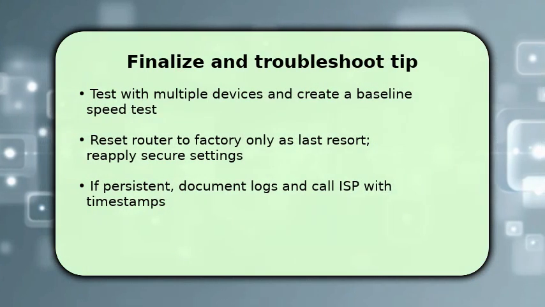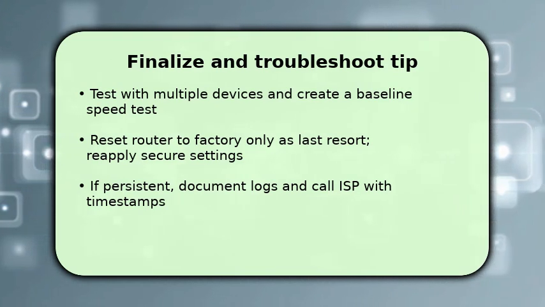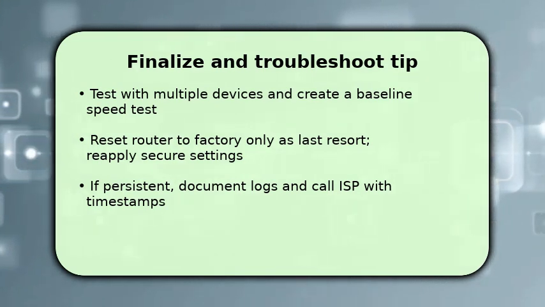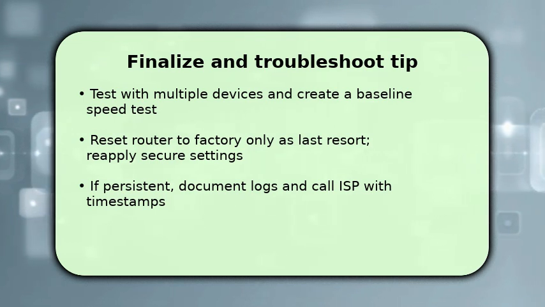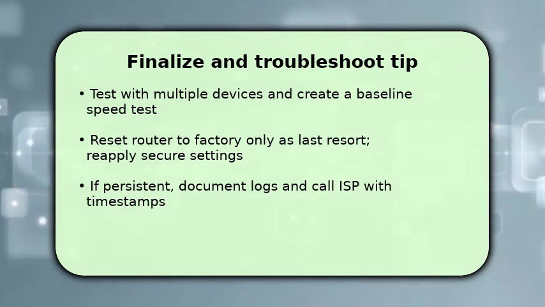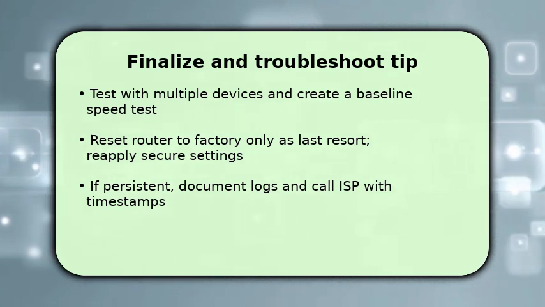You finish by validating. Run speed tests from several devices to confirm throughput and establish a baseline. If everything else fails, factory reset the router, but only after exporting your settings or noting SSID and passwords. Reapply secure WPA2/3 settings immediately.